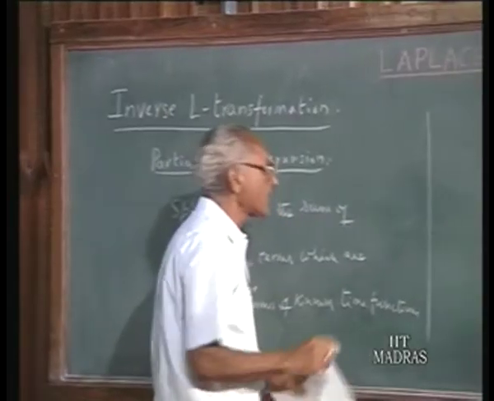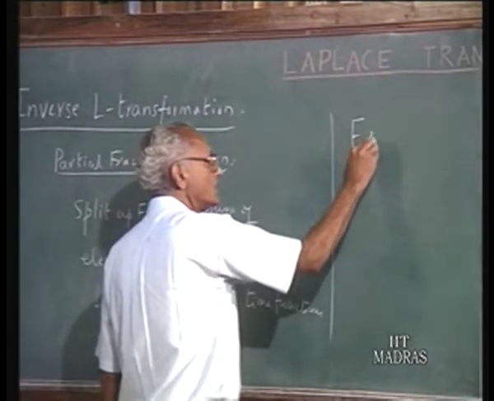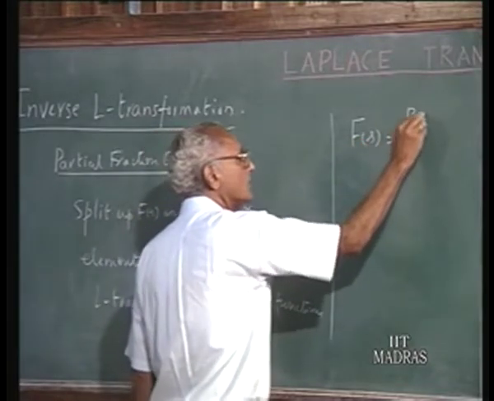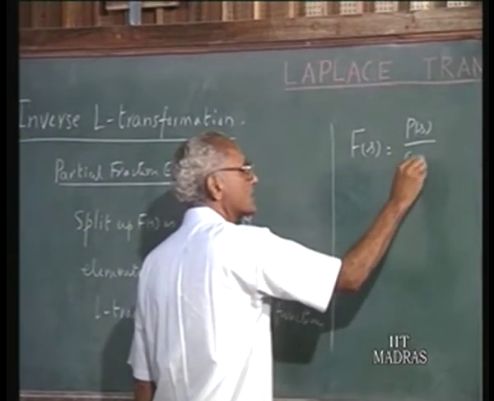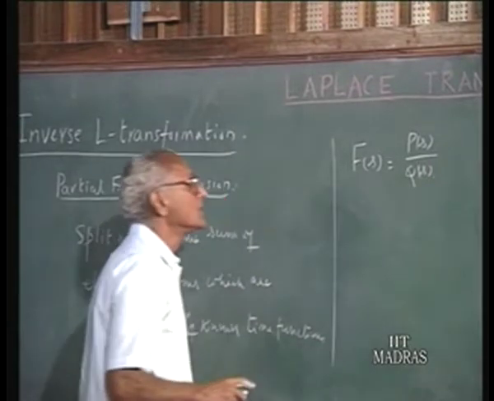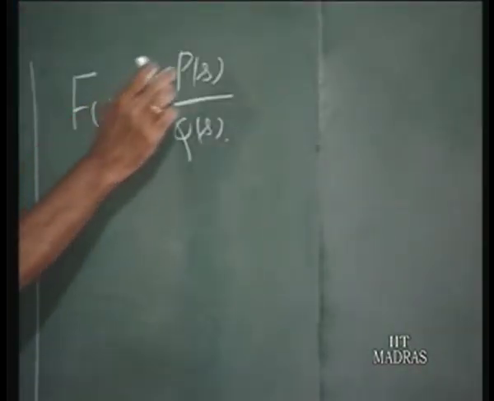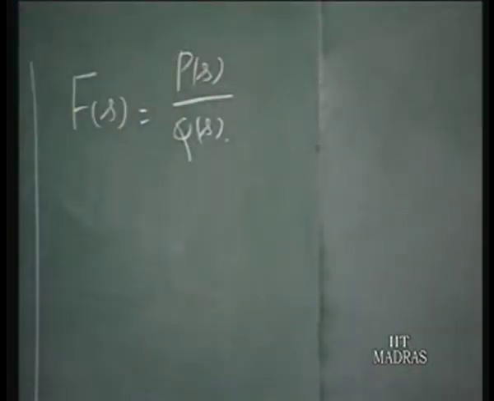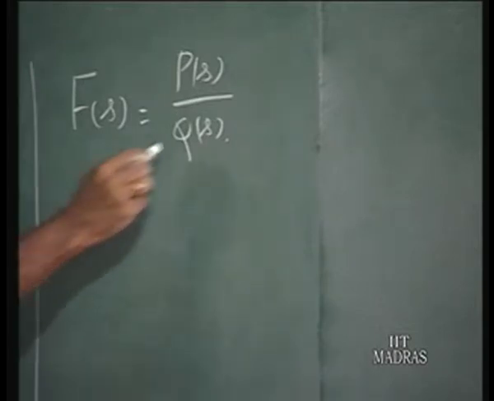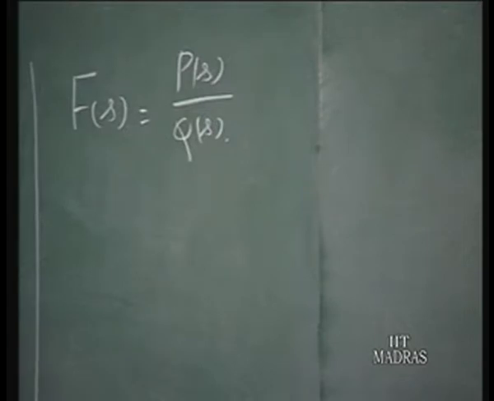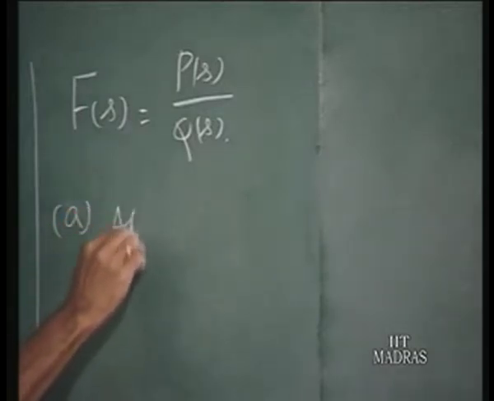Let us take F of s as a rational function, which is the ratio of two polynomials in s, P of s over Q of s. We know the values of s which make the numerator 0 are called the zeros of this function, and the values of s which make the denominator 0 are called the poles of this rational function. So, let us take the case of all poles simple.